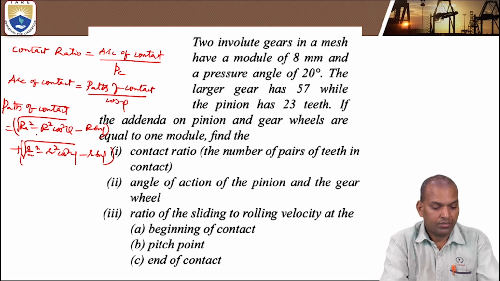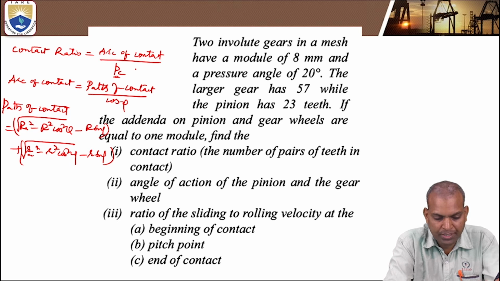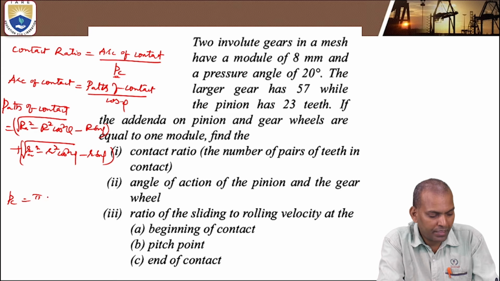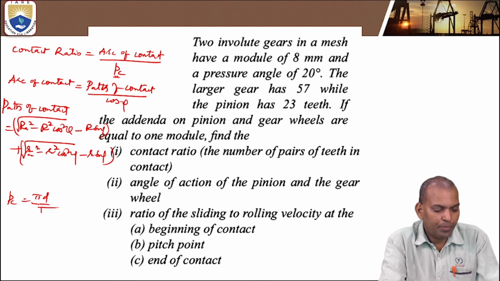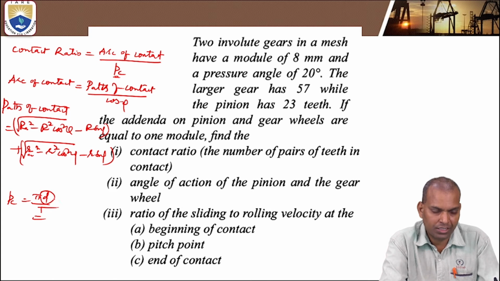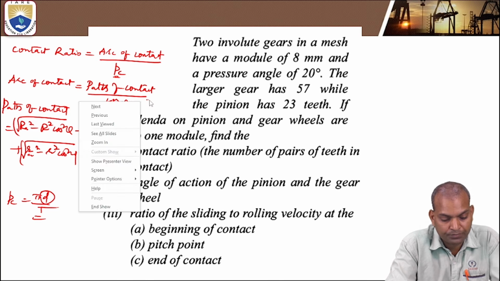If we want to solve the contact ratio, it is connected to the circular pitch, that is pi d by t. We can solve the pitch circle diameter and all. PC we require. What is PC equal to pi d by t? How does the pitch circle diameter come? From the number of teeth, which we know. We have to find the pitch circle radius. Here, phi is the pressure angle, so cos phi is known.